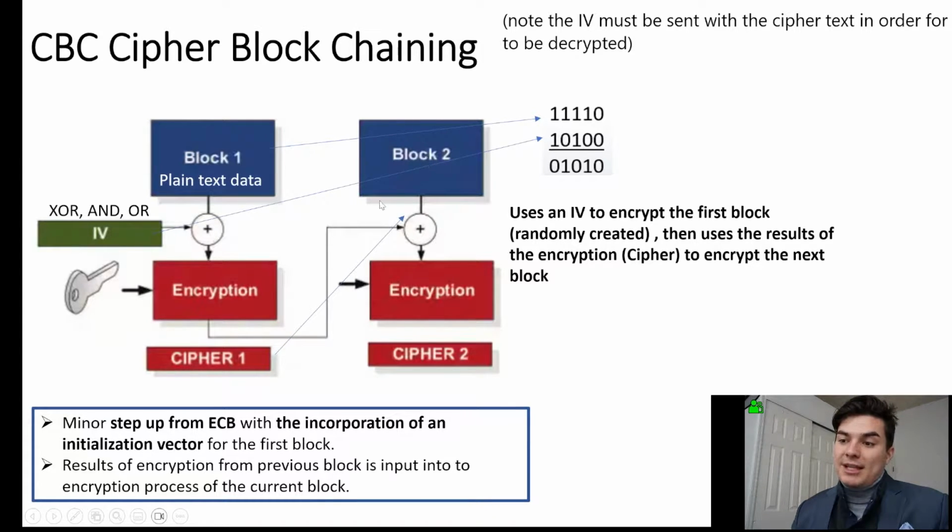So block 2 is now going to XOR the cipher 1, and then that's going to get encrypted, creating cipher 2, and then cipher 2 is going to go to block 3, or the data set 3, is going to get XORed with cipher 2 with the encryption, and then putting out cipher 3, and so on until the end of the message.